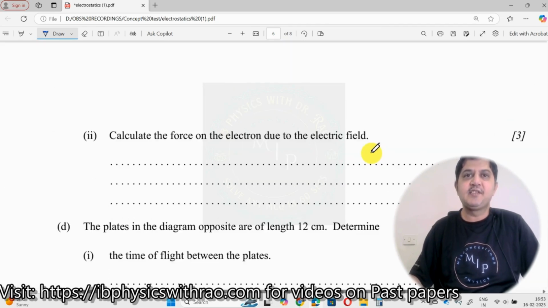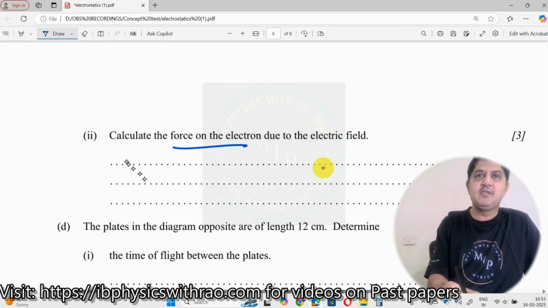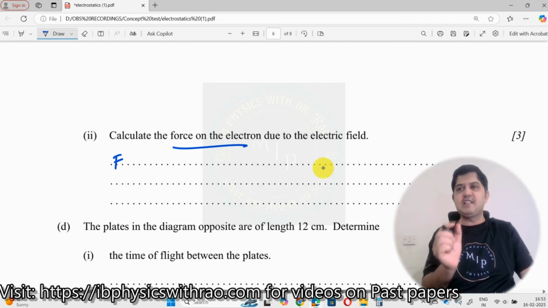Then next is, calculate the force on the electron due to the electric field. Force on an electron. What is the force on an electron? If there is a charged particle and it is moving in an electric field, what will happen?